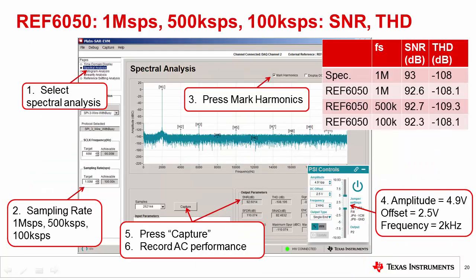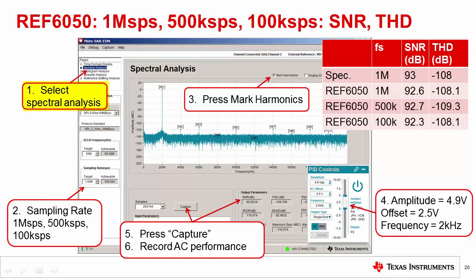Now we will repeat the SNR and THD measurements for the Ref 6050. Remember, the Ref 6050 has a wide bandwidth integrated buffer, so we expect the system using this device to have good performance, up to the full 1 megasample per second sampling rate.